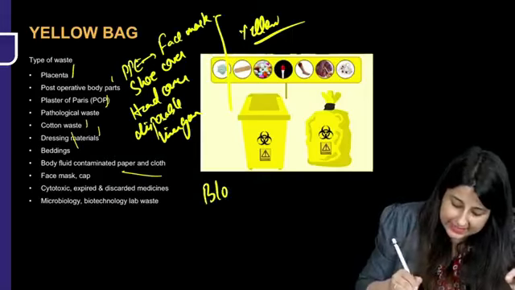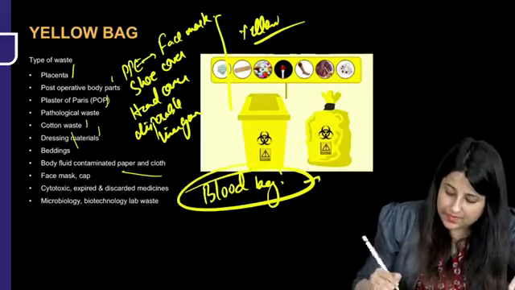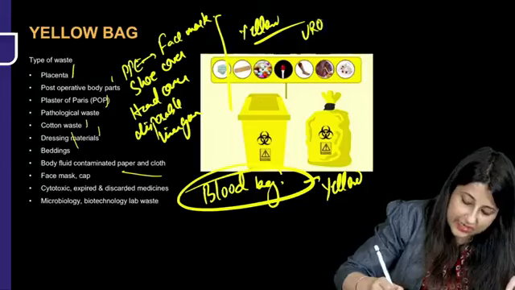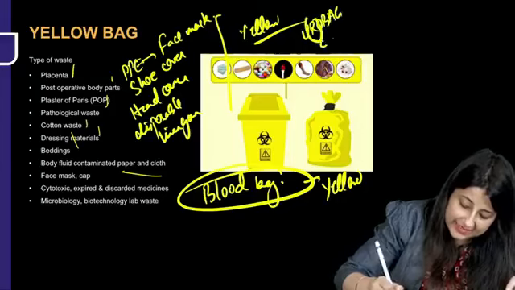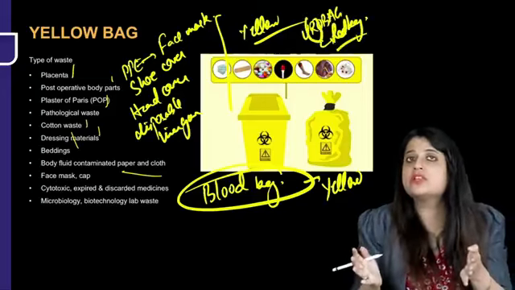And blood bag, guys, anything which has been contaminated, like a blood bag, goes into the yellow bag. But if I say urine bag, now urine bag has the letter R in it, that is going into the red bag, but blood bag is going into the yellow bag.